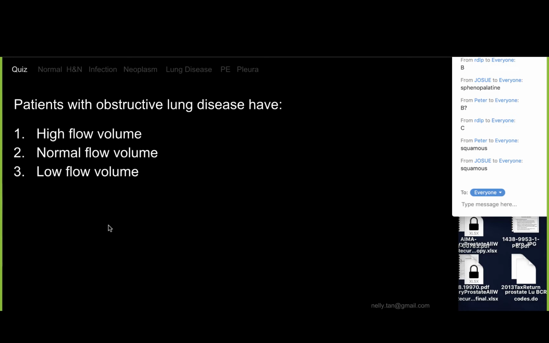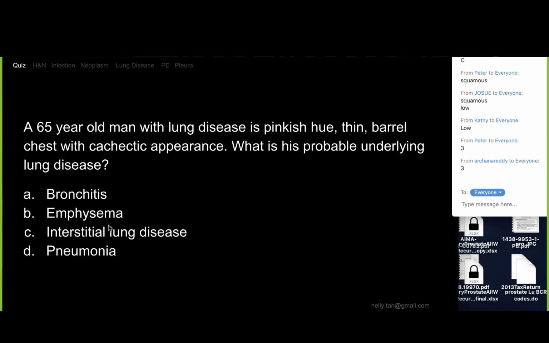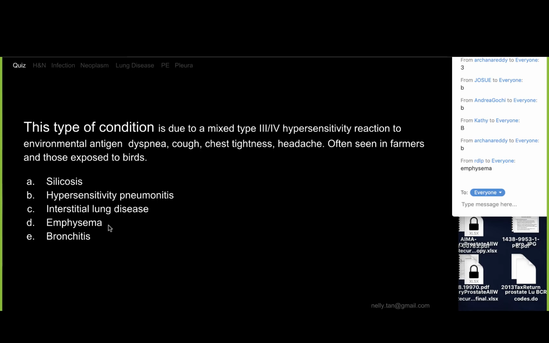Patients with obstructive lung disease have high flow, normal flow, or low flow lung flow volume. Obstructive lung disease versus restrictive. Those are the 2 types that we're going to review. So we think low flow. Okay. A 65-year-old man with lung disease has a pinkish hue, thin, barrel-chested, with cachectic appearance. What is his probable underlying lung disease? Bronchitis, emphysema, interstitial lung disease, pneumonia. Okay, so the agreement is emphysema.